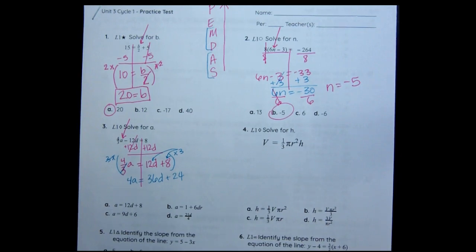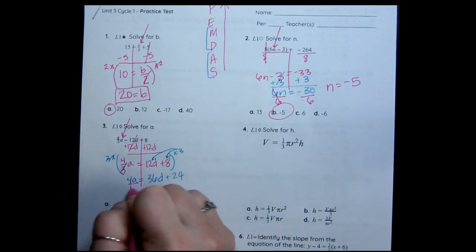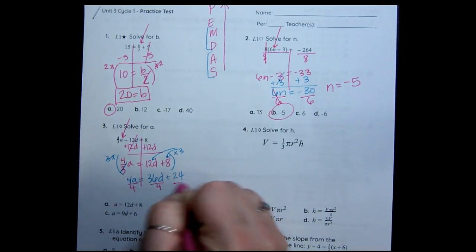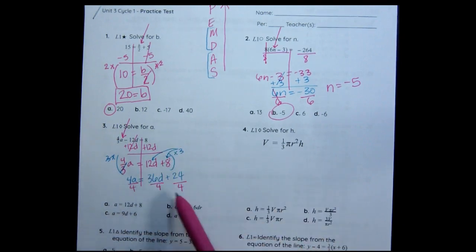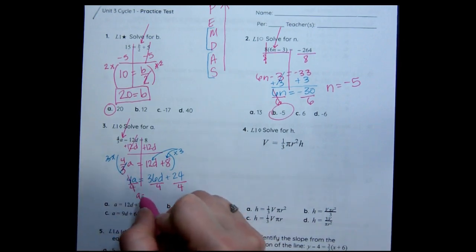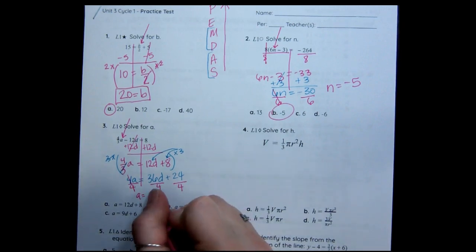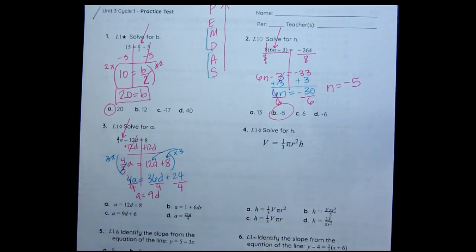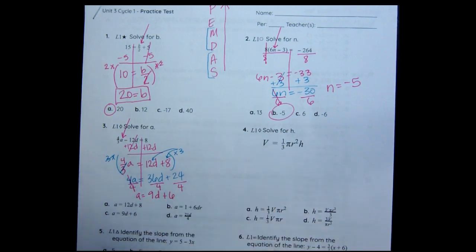Our last step is to get rid of this multiply by 4. So the opposite of multiply by 4 is to divide by 4. Remember, you have to divide all the way across. Just like we had to multiply everything, we also have to divide everything. So a equals 36 divided by 4 is 9. If you don't know that, type it in your calculator. 24 divided by 4 is 6.